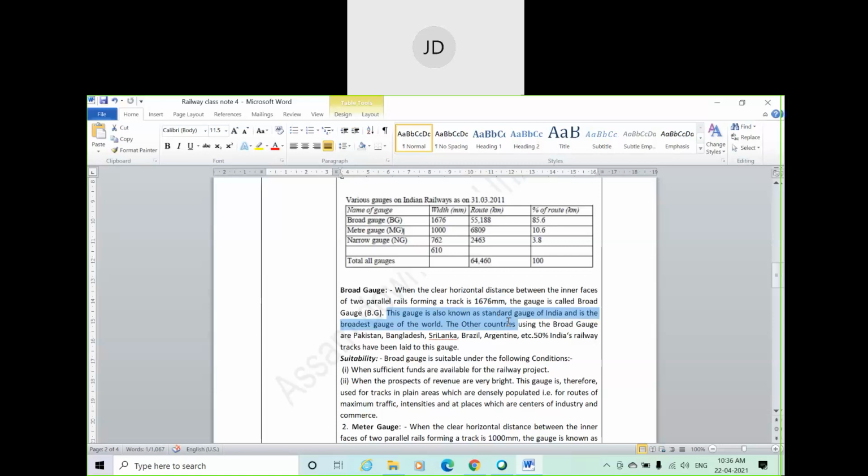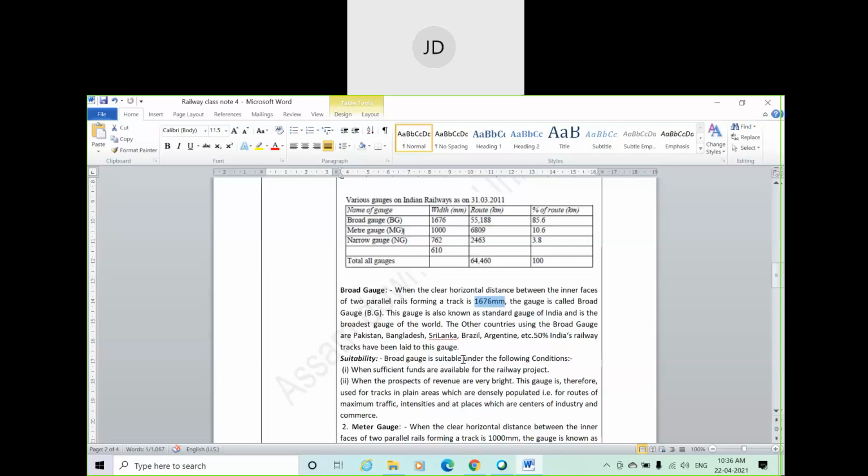This gauge is also known as the standard gauge of India, and it is the broadest gauge of the world. That means it is the maximum width that has been applied in any country till now, that is 1676 millimeter. It is also known as the standard gauge of India. So if somebody asks you what the standard gauge of India is, that is broad gauge. Or if someone asks you what the clear distance in the standard gauge of India is, it will be 1676 millimeter.